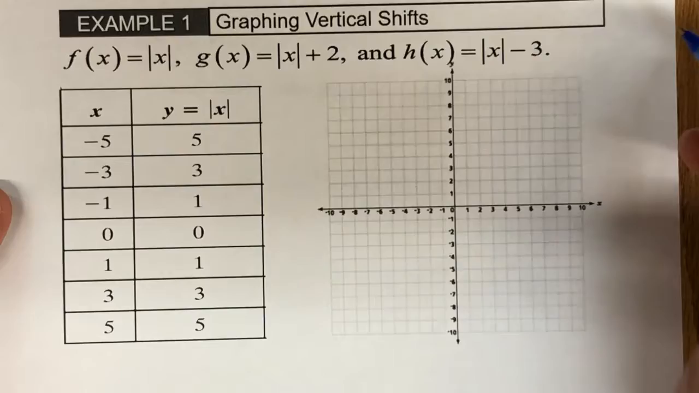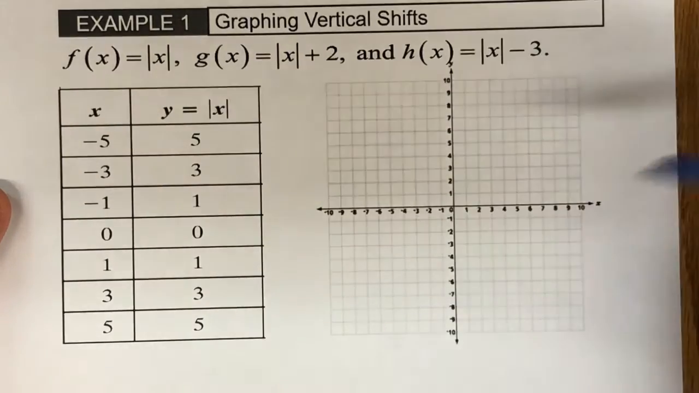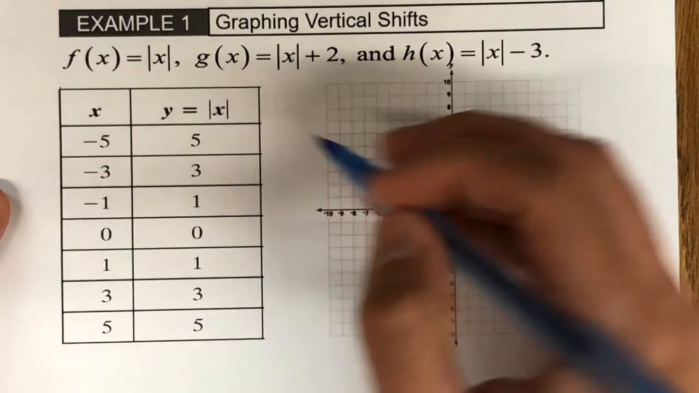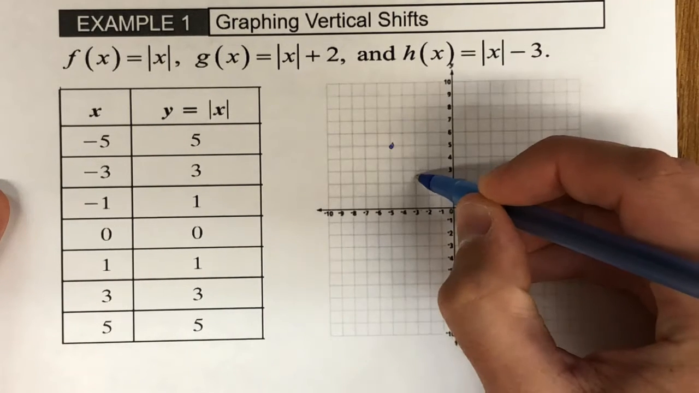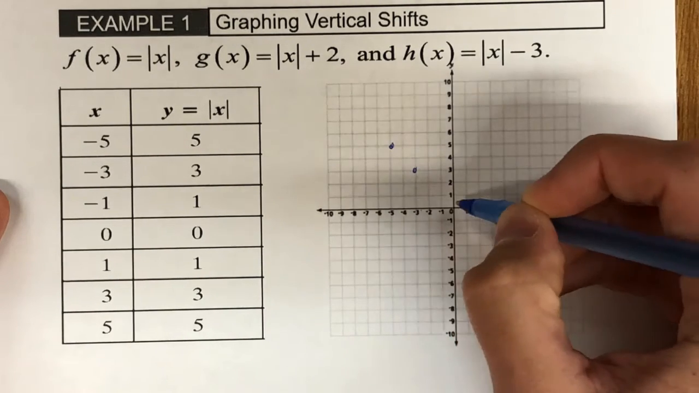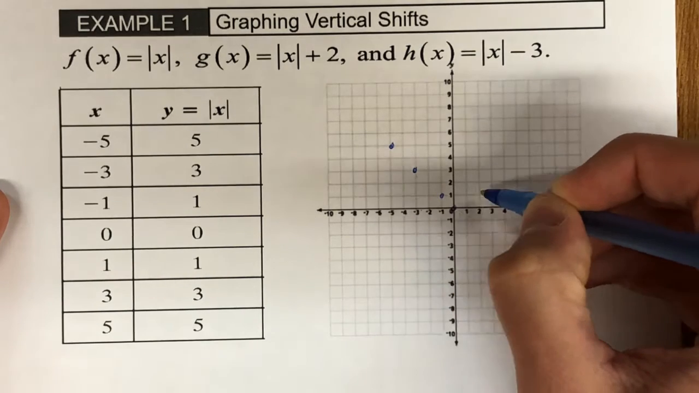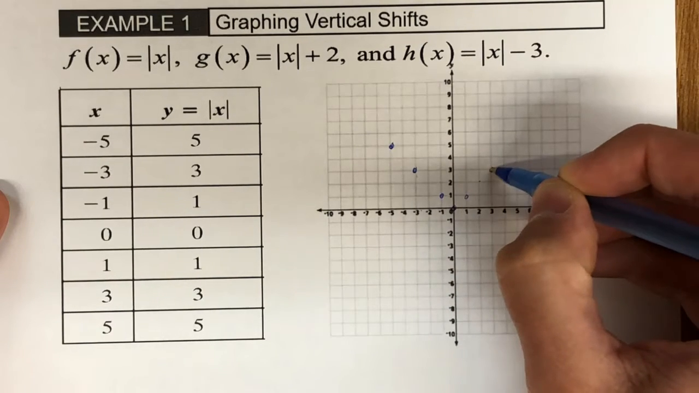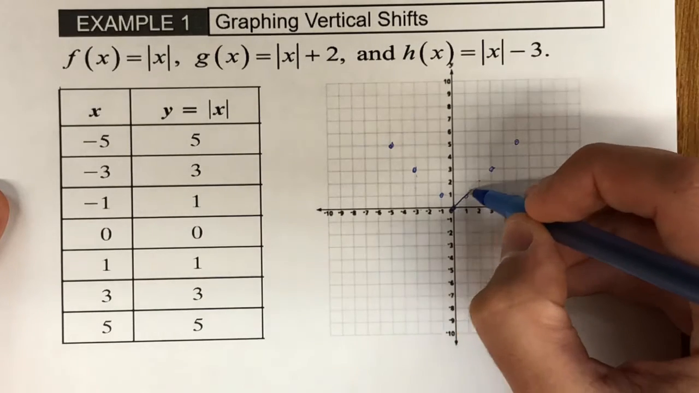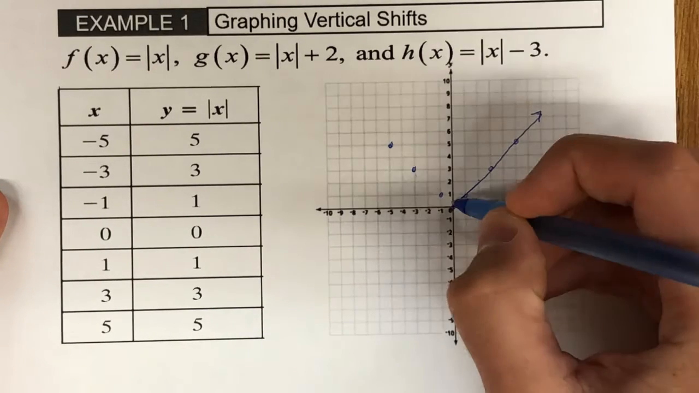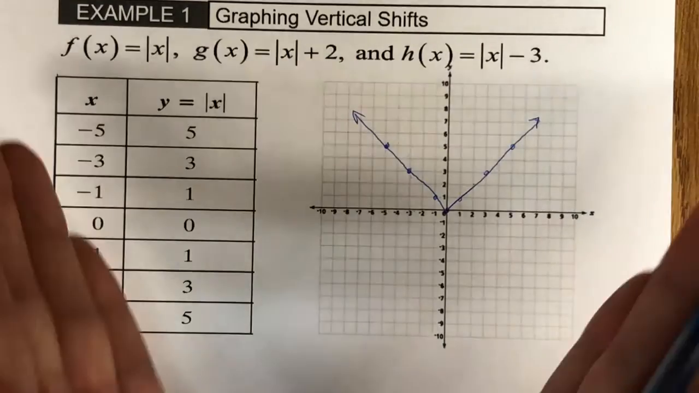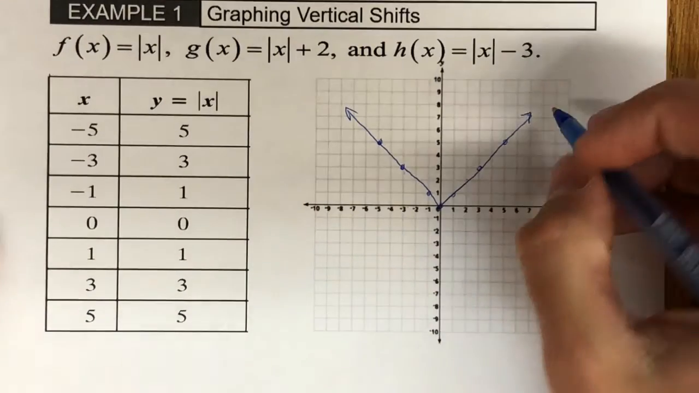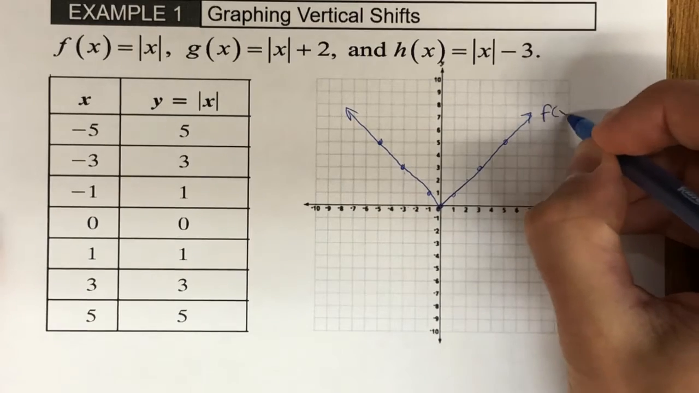So when we're plotting this function, I've actually just filled in the table for you, given you some values. So we'd have a point at negative 5, 5, a point at negative 3, 3, negative 1, 1, 0, 0, and then that ends up just being mirrored on the right side. So for our f of x function, remember absolute value, just kind of two straight lines going out, so this represents f of x.